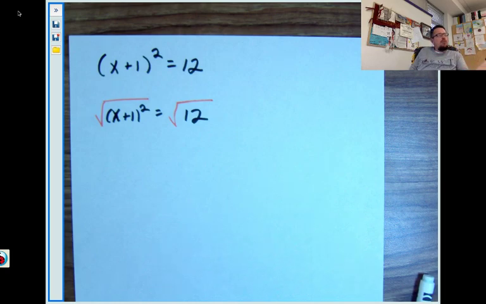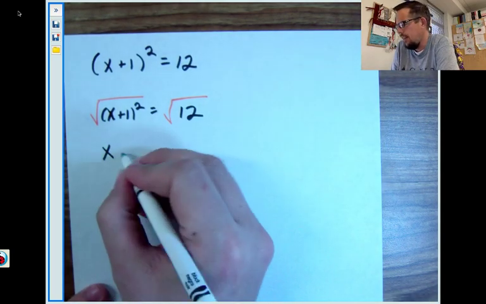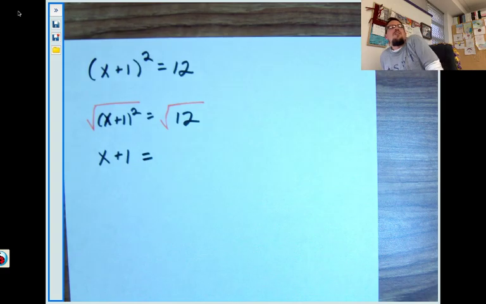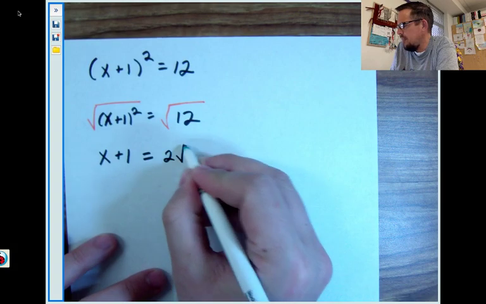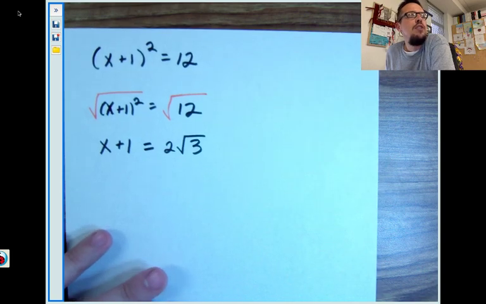Over on the left, when you take the square root of something squared, what happens? Yeah, it's just x plus 1. The square root and the squared are gone. Come on, just say that loud. Confidence. Come on. Confidence! What's the square root of 12? Very good. You are very good at simplifying these radicals. 2 square root of 3, right? Or, wait, what's it? Negative 2 square root of 3.